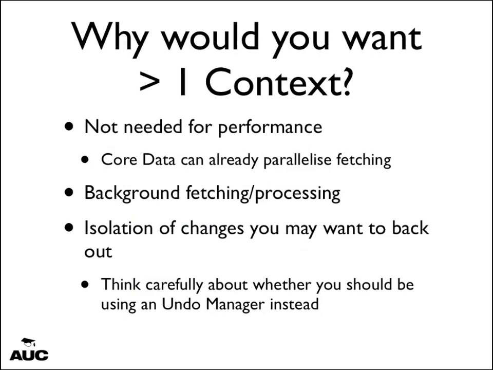So why would you want more than one context? First thing to note is it's not needed for fetching performance. If you're doing some mega fetch that's got some complex aggregates or something, and you're on a machine with multiple cores, then Core Data can, if it decides it needs to, split that work across multiple cores. So it's already doing that for you. It can parallelize fetching.